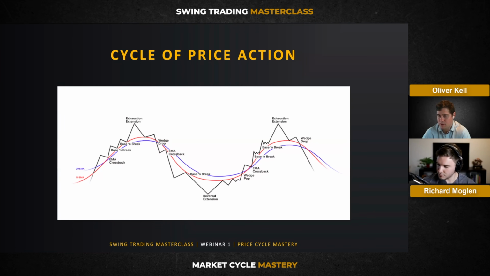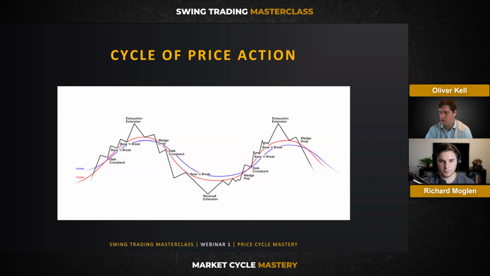Then the next step in the cycle for me is what I call the EMA crossback. It's pretty simple. We crossed above the moving averages, and when we test back into the moving averages, you're looking for price to find support there. So think of it this way: you get that burst higher on the wedge pop, and then you're naturally going to pull back at some point in time.